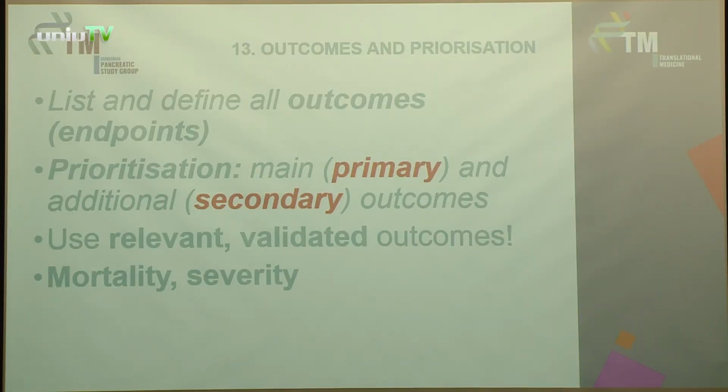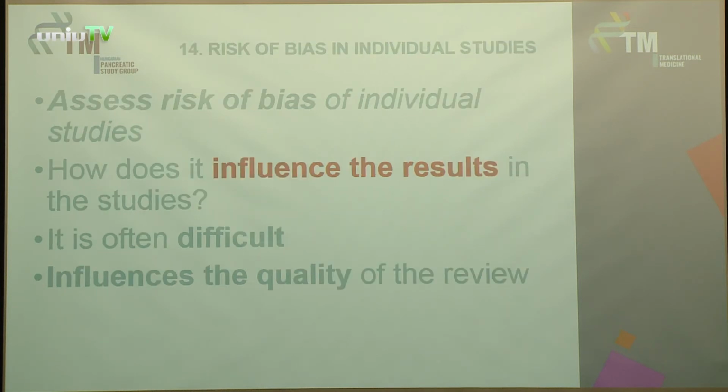Okay, if we can make a prioritization in the outcomes, the most important outcomes are the primary outcomes, and there are secondary outcomes which are not so important, but we can collect data for them. We should use relevant and validated outcomes. The most frequently used outcomes are mortality and severity, for example.